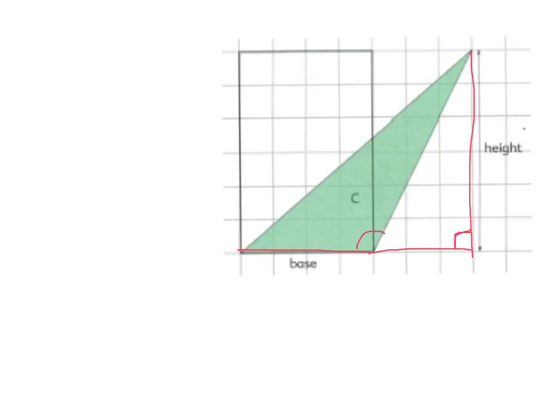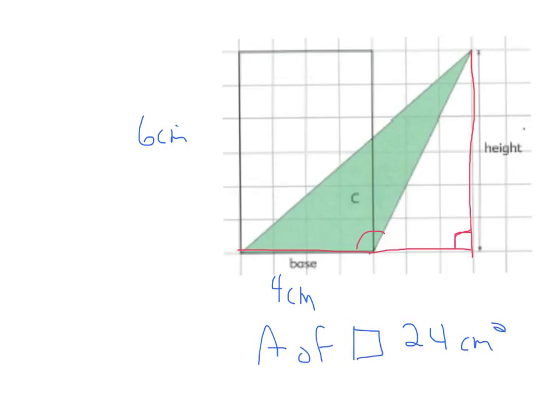So our rectangle has a base of 4 centimeters and a height of 6 centimeters. And so we recognize that this rectangle has an area. I shouldn't have put, I'm sorry, I made a mistake. I should not have put square centimeters. The height is in centimeters. The area will be in square centimeters. But the rectangle has an area of 24 square centimeters.